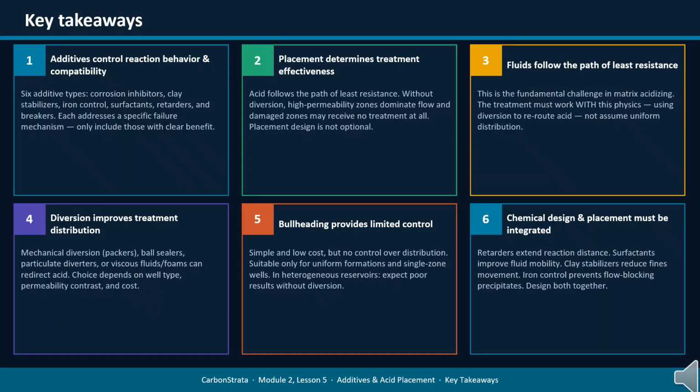Acidizing is not chemistry alone. It is a controlled system. Additives manage reactions. Placement controls where reactions occur. Without placement, chemistry is wasted. Without chemistry control, placement creates damage. Fluids follow physics, not intentions. So diversion is not optional. It is required. Bullheading gives simplicity. Coiled tubing gives control. The final rule: chemical design and placement are not separate decisions. They define each other. Design them together, or expect failure.